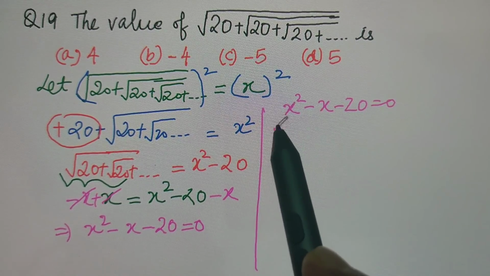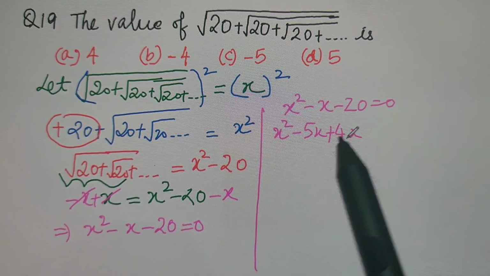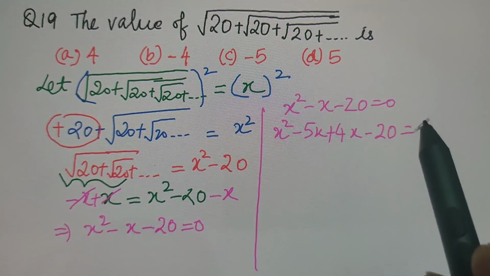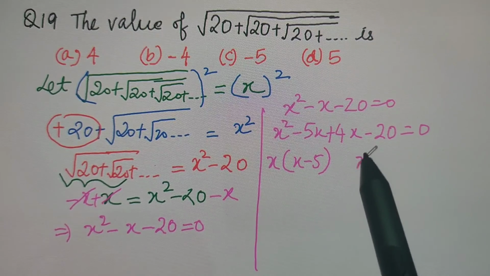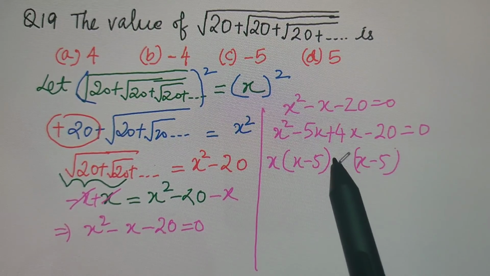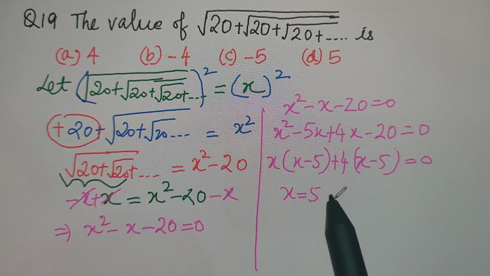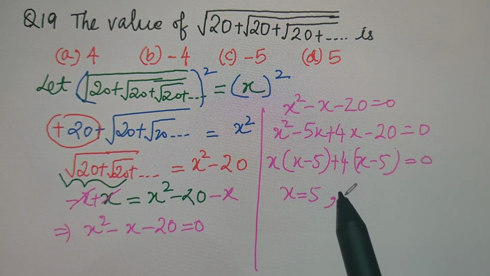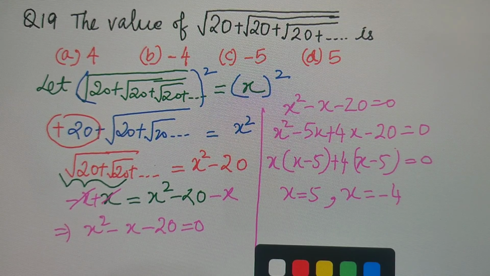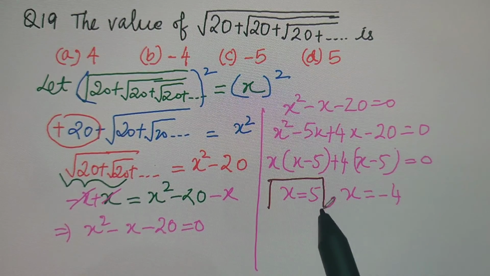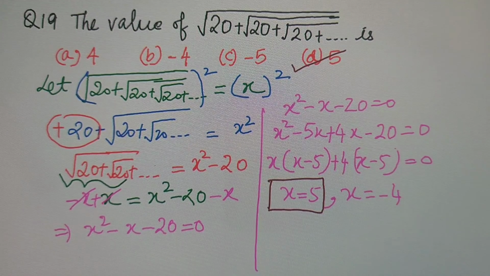Fine. Now I'm going to find the factors for this. So this can be written as x square minus 5x plus 4x minus 20, which is equal to 0. So I get x minus 5 and x plus 4 equals 0. So I get the two values as x equal to 5 and x equal to minus 4. We are only going to take the positive value, so the value of x comes out to be 5. So option D is the right answer.